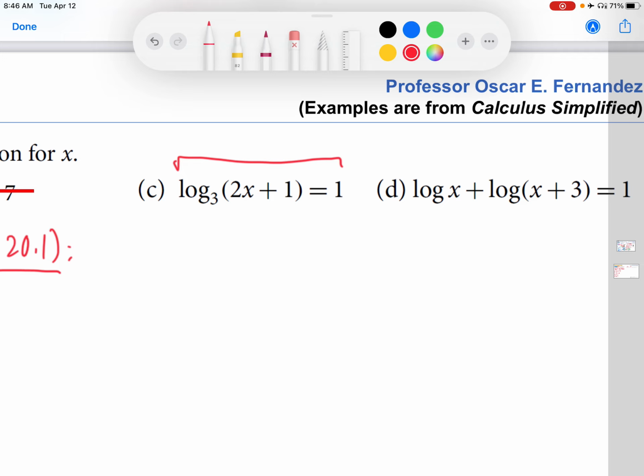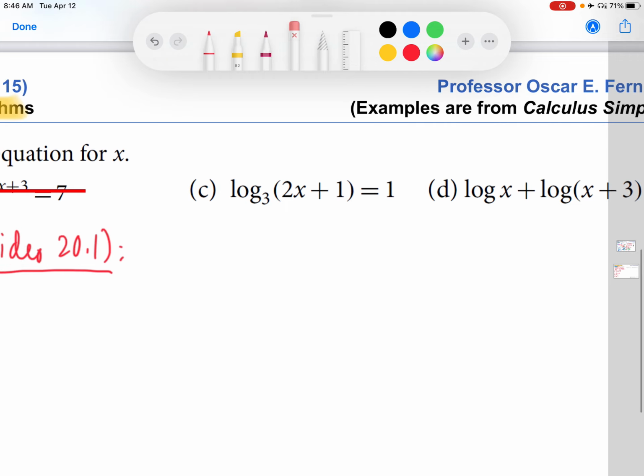How would I solve for x here? Well, x is here in the argument of the logarithm. And to undo the logarithm, that's when I'm going to use an exponential function. So I have 2 things that I could do here, 2 approaches. The first one is going to be based off of the stuff we talked about in the previous video, 20.1.